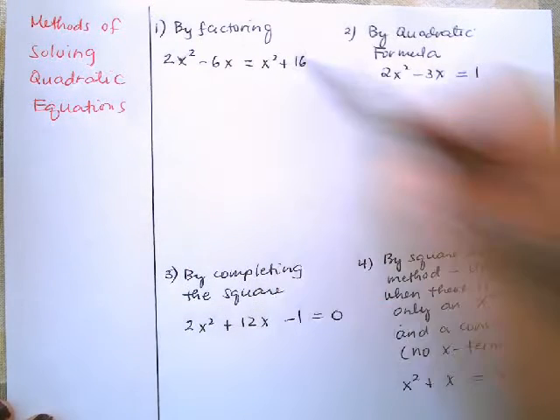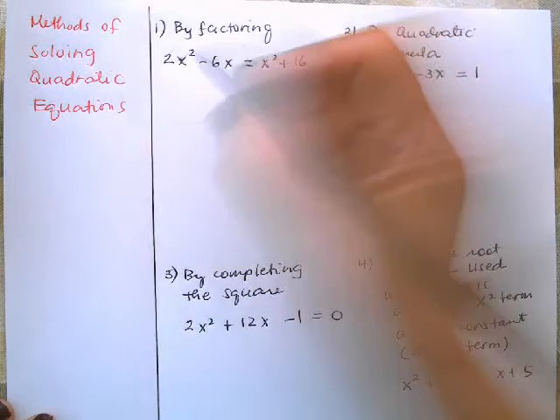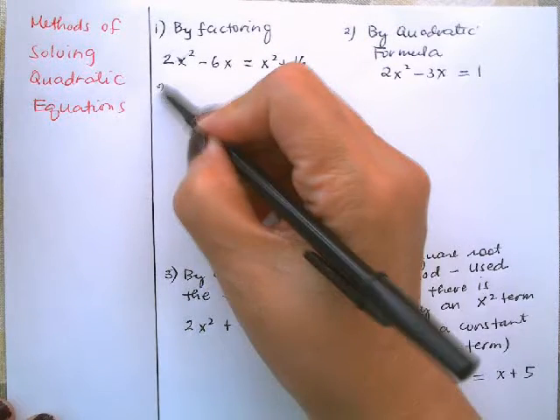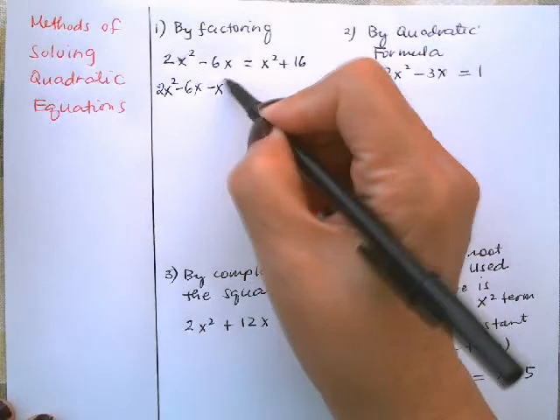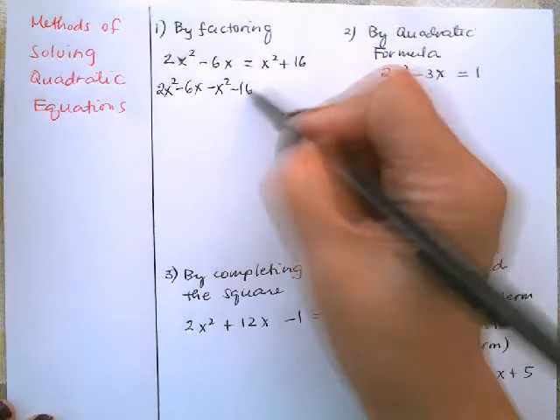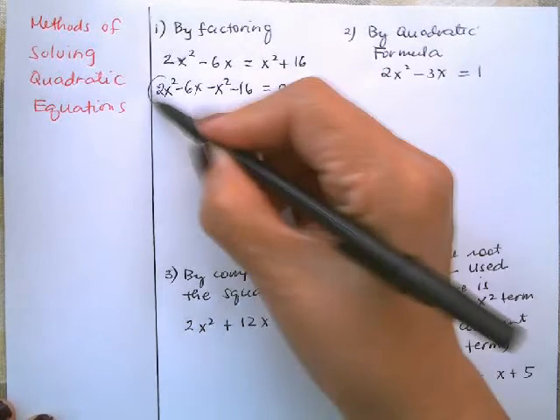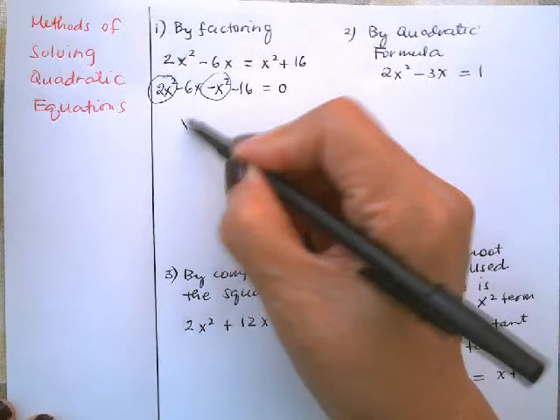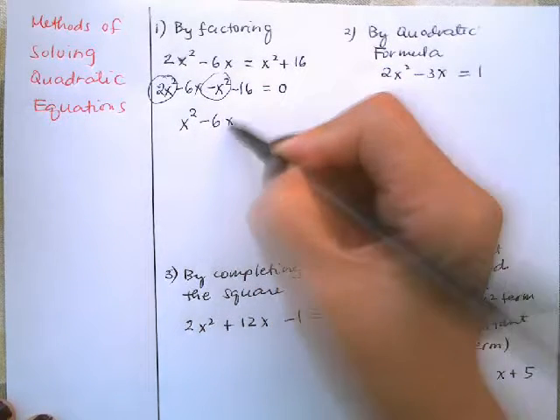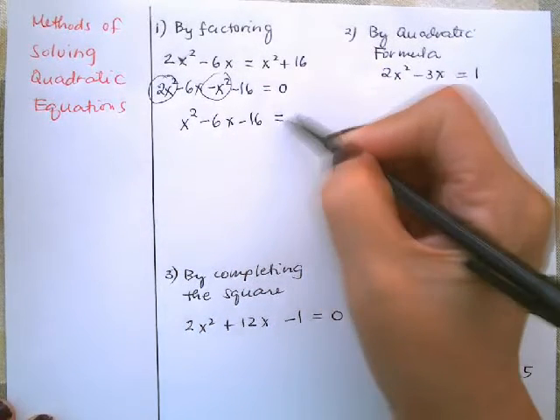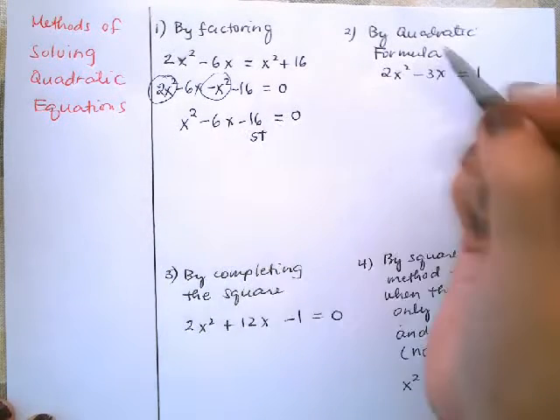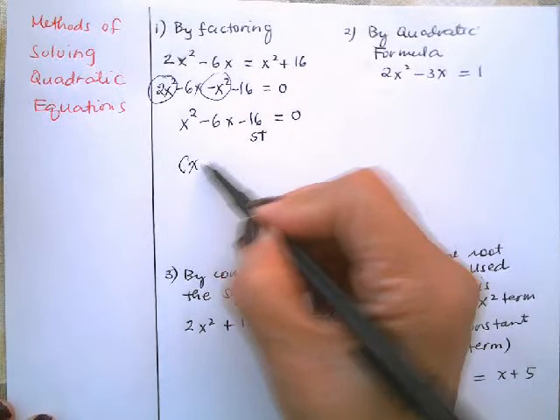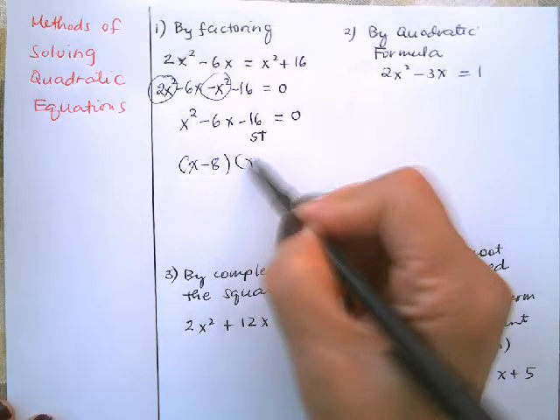So by factoring, first step is make the right side equal to 0. So we're going to put everything on one side by changing the signs. Negative 16 equals 0. So let's add like terms. So this will give you just x squared minus 6x minus 16. And then we always attempt to factor. This is a simple trinomial. So the factors of that will be x minus 8 and x plus 2.